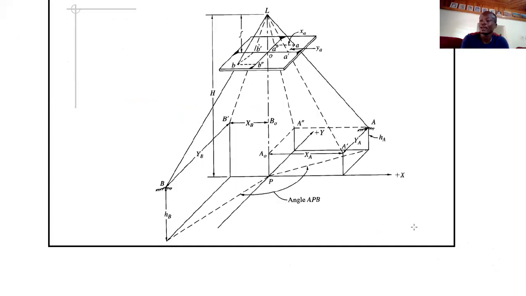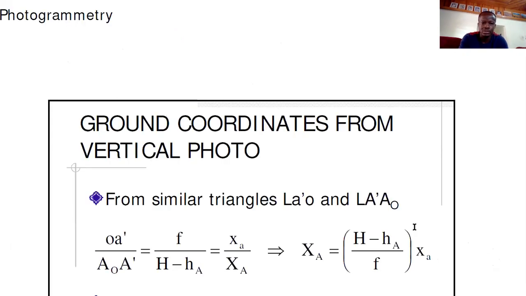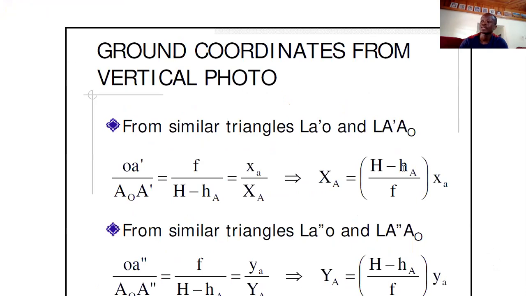Let's move on and look at the formula for calculating the ground coordinate. But these coordinate systems are not the ground coordinates that you know of from survey and mapping. These coordinates are for the photographic coordinates. They are not real ground coordinates. The proof of it is to use similar triangles. That's all the job in photogrammetry. In fact, most of the formulas are from similar triangles. So take your time and look at it.